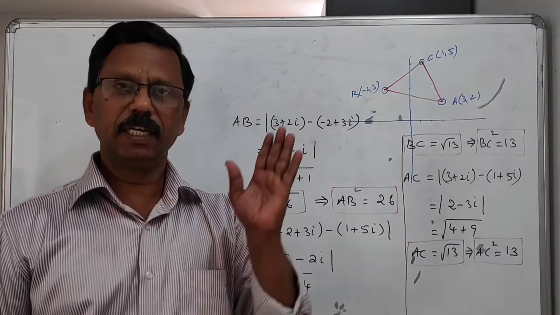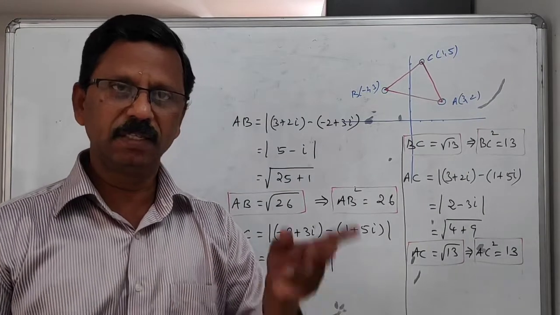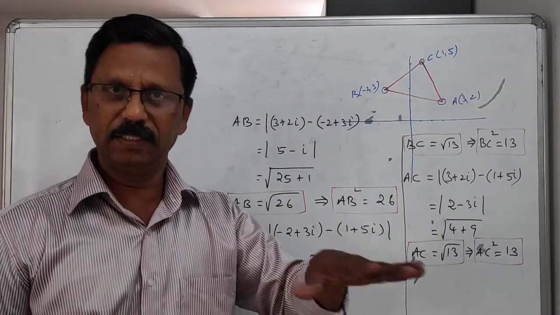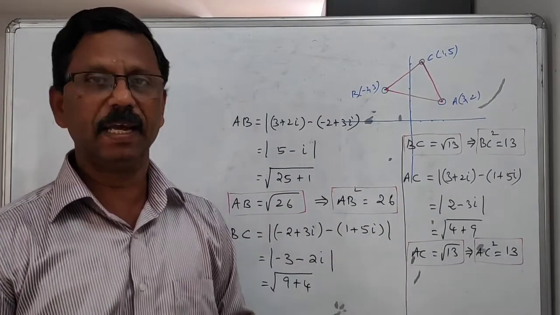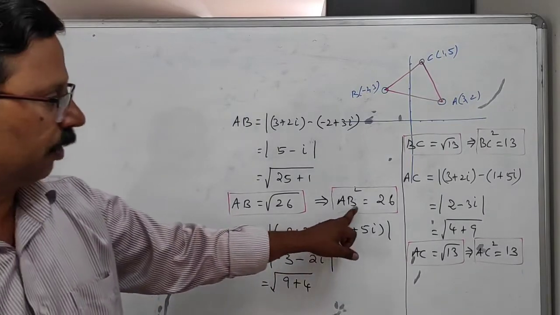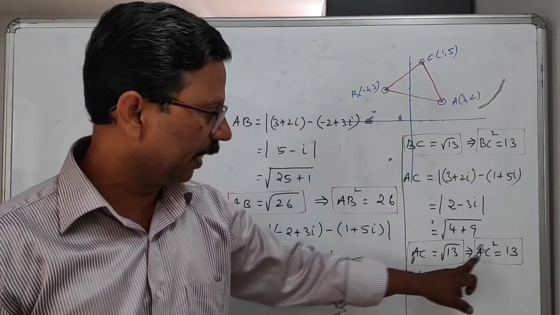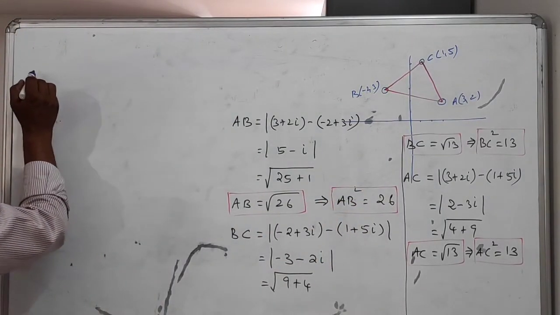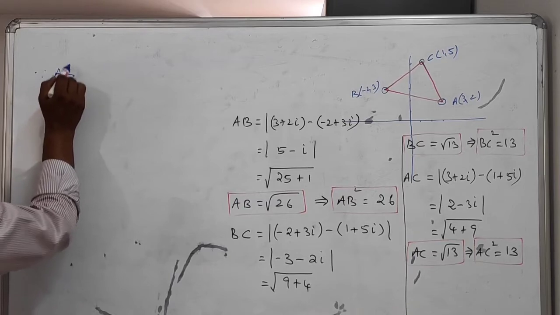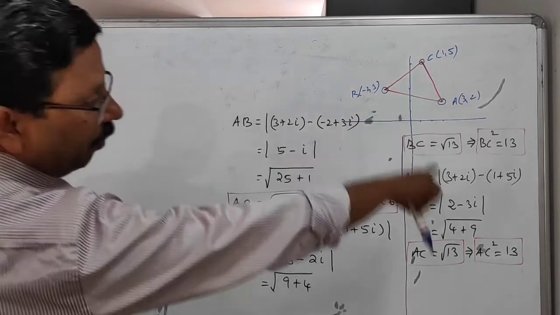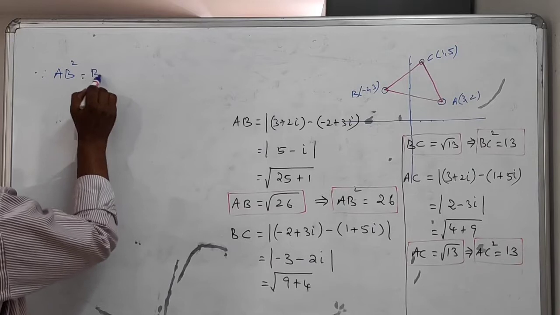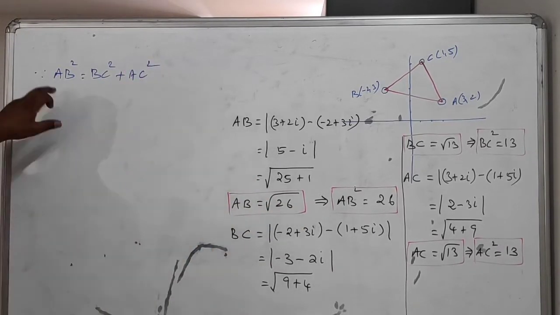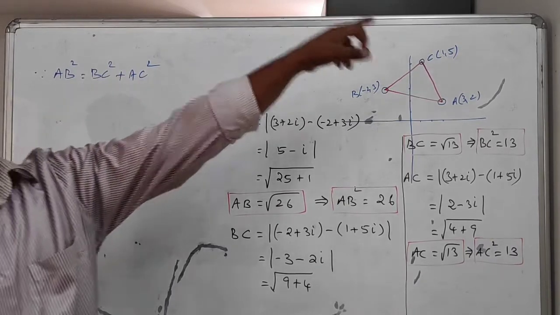But if the sum of squares of any two sides is equal to the square of the third side, we can say these three sides form a right angle triangle. Among these squares, AB square, BC square and AC square, which is the biggest one? AB square. Therefore, since AB square is equal to the sum of the squares of the other two sides, BC square plus AC square, by this property we can say this is a right angle triangle.